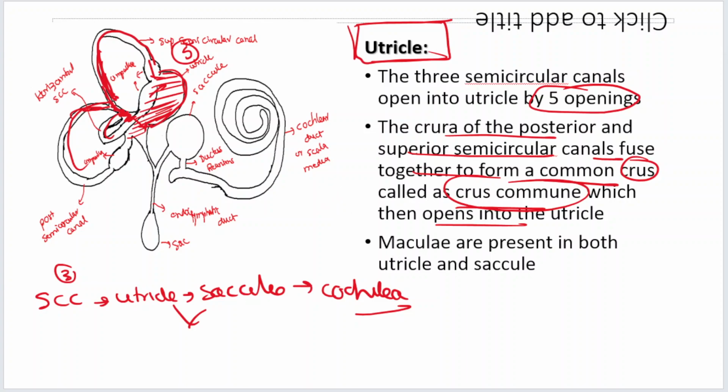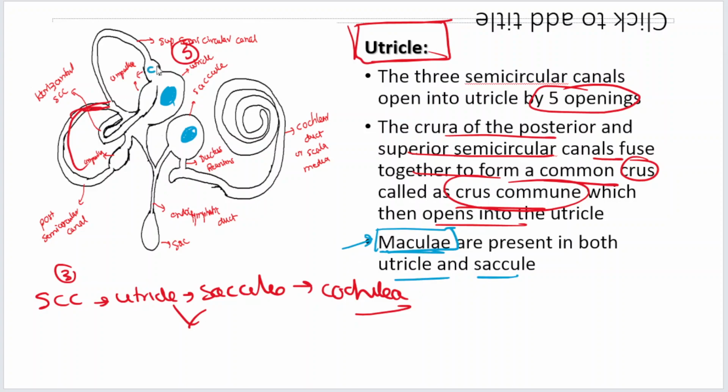Why is this important? Utricle is important because utricle contains the sense organ of balance, the horizontal sense organ. It senses the horizontal movement. Saccule also contains macula. Utricle also contains macula. So both of them have the same name. Maculae are present in the utricle and the saccule.